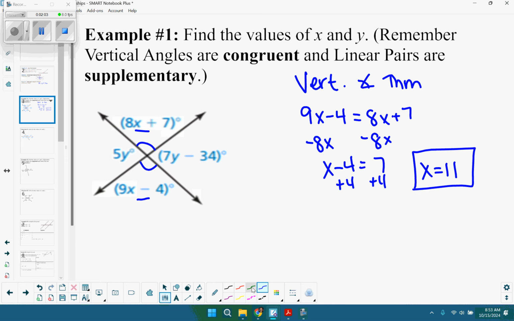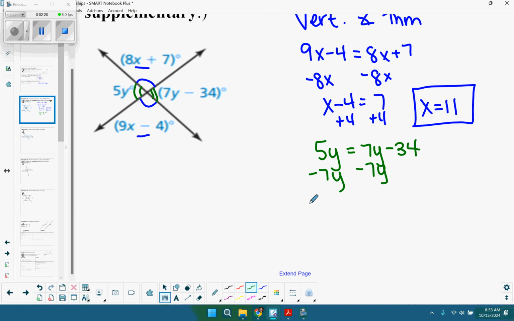And then if we had our vertical angles for the two with x in it, it makes sense that we also have vertical angles for the two with y in it. So we can have 5y equals 7y minus 34. If I take away 7y from both sides, we have negative 2y equals negative 34. And when I divide by negative 2, y would equal 17.